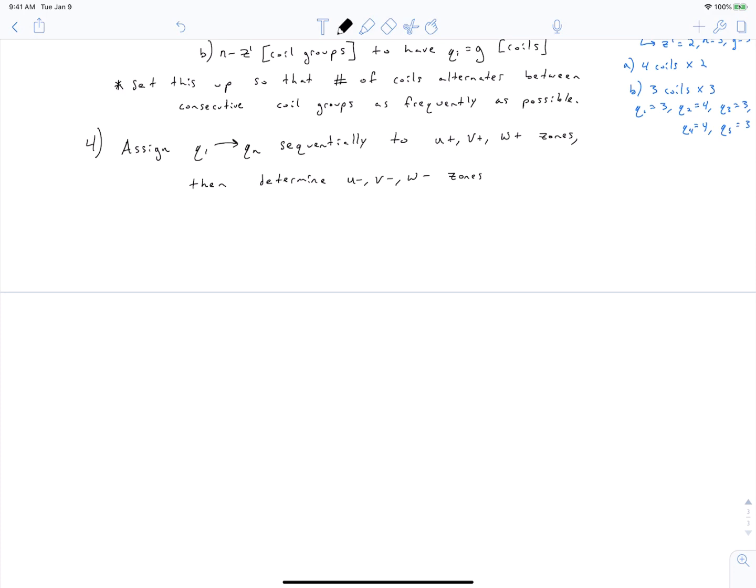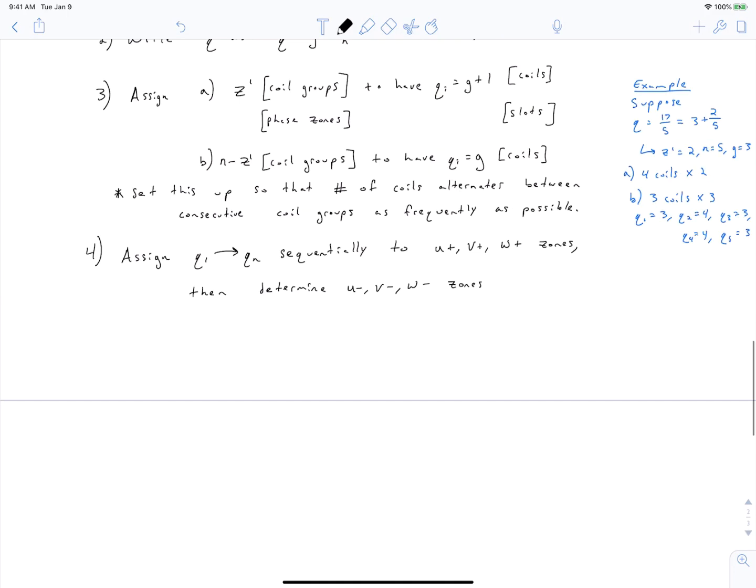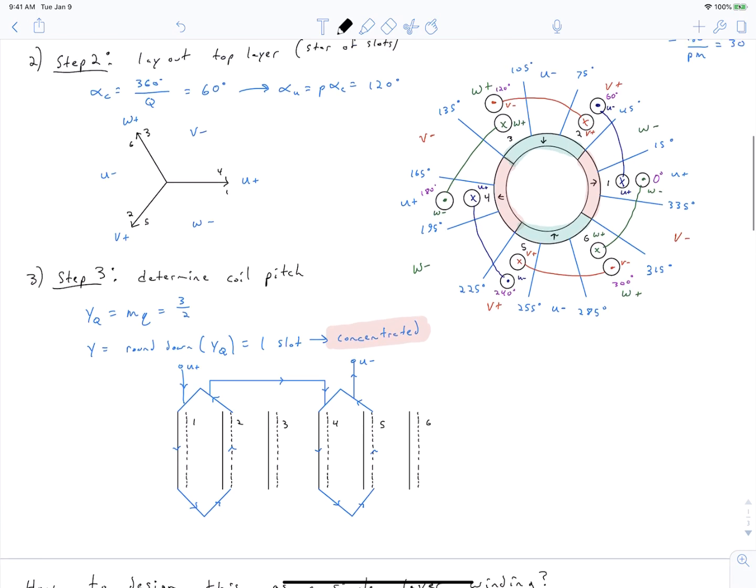And our final step is that we're going to assign Q1, Q2, Q3, all the way to Qn slots sequentially to the U plus, V plus, W plus zones. And then we're going to determine what U minus, V minus, and W minus should be, how many slots reside in those zones. And I think that the easiest way to see this is to unroll this zone diagram. It's hard to draw it as a circle all the time. It's easier to draw a table. So if you unroll this to a linear diagram, you have a table.